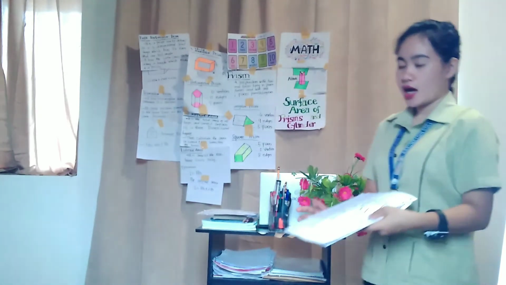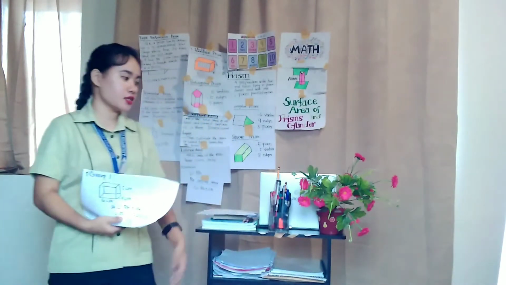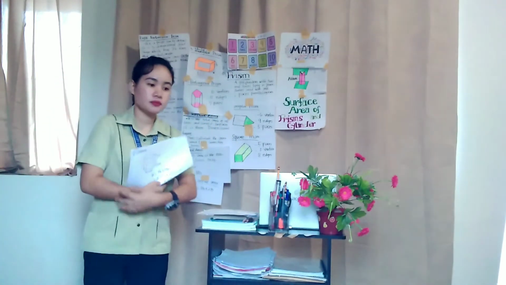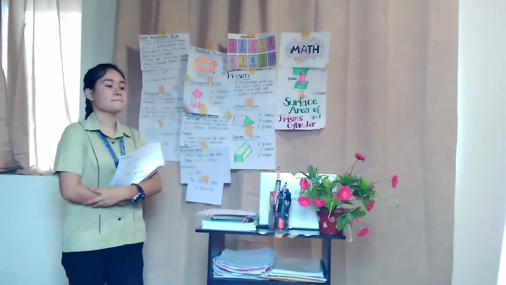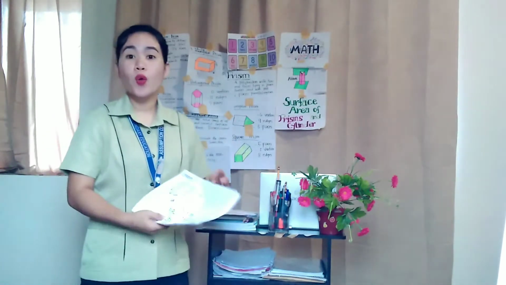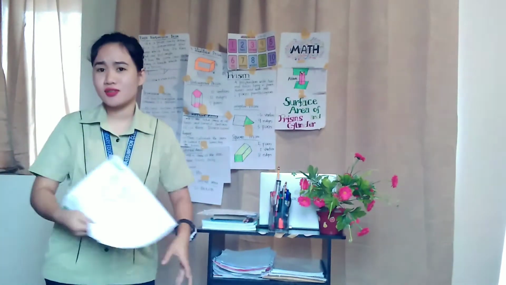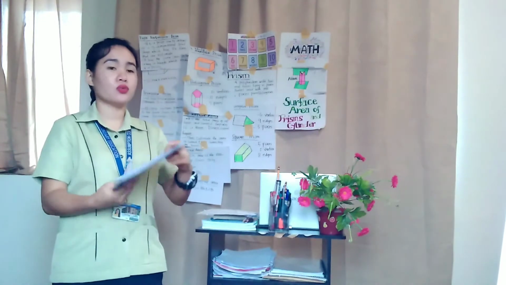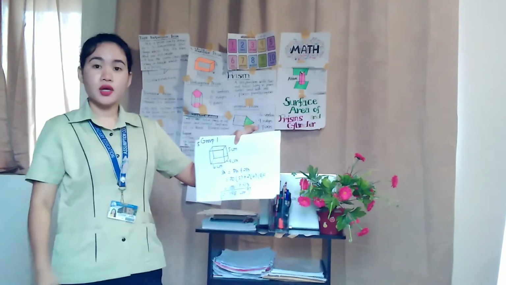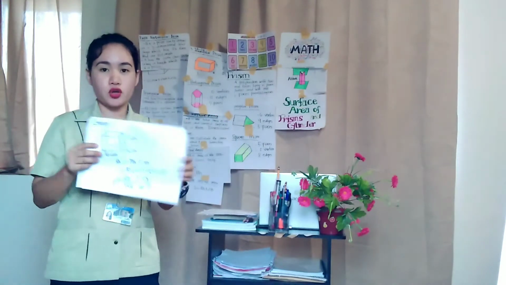Okay, time's up. Leaders of group 1 and 2, explain your answer here in front. Come here. Very good. The answer is 148 squared. Your explanation and solution are correct. Please explain your work again. This is the answer of group 1.